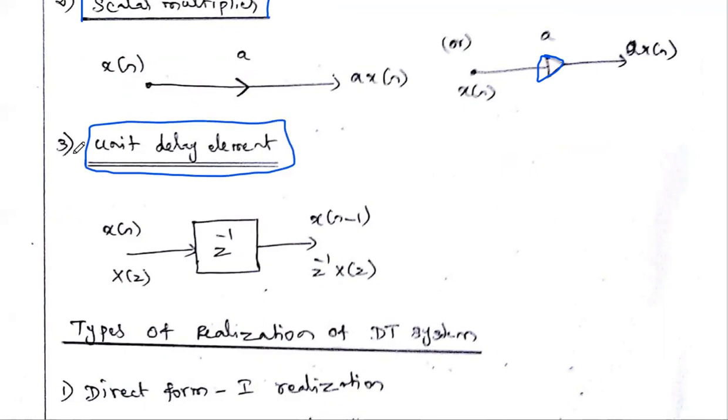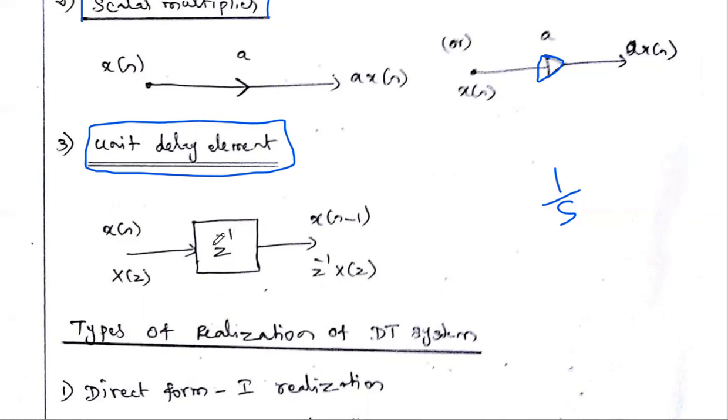In the continuous time system, we are using the integrator element. It is nothing but 1 by s. So similar to 1 by s, in this discrete time system representation, the unit delay element is called z inverse. So what is z inverse? The z inverse can be written as 1 by z. So similar to 1 by s, here we have to use 1 by z.